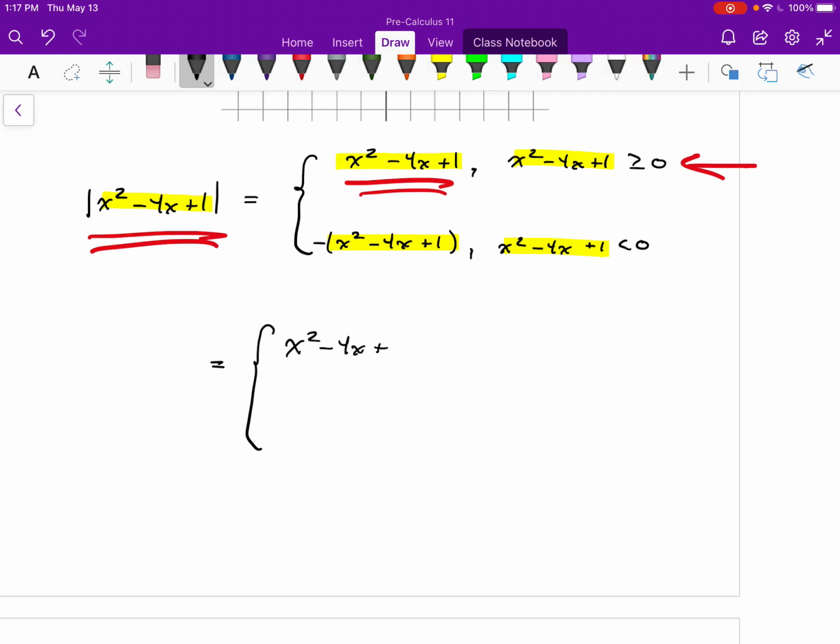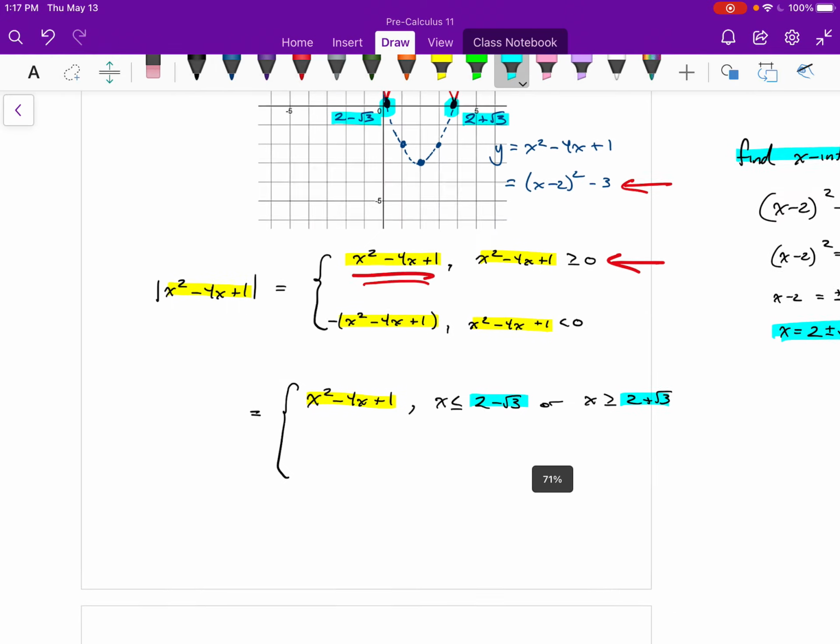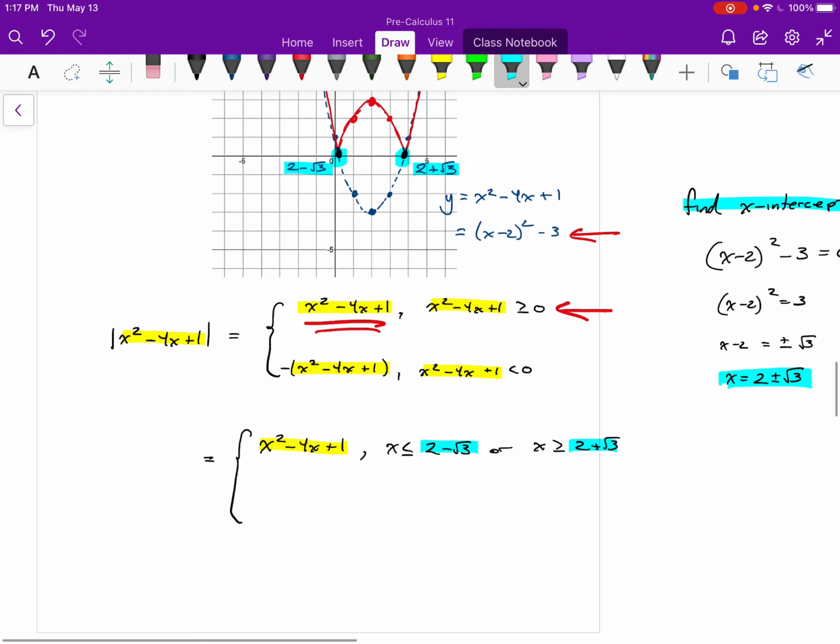Squared minus 4x plus 1, which again, notice, means the absolute value brackets are doing nothing, when x is less than or equal to 2 minus root 3, or when x is greater than or equal to 2 plus root 3. And again, that goes back to my x-intercepts up there. And really, this all goes back to the end of unit 3 of our quadratics unit, which is solving quadratic inequalities.